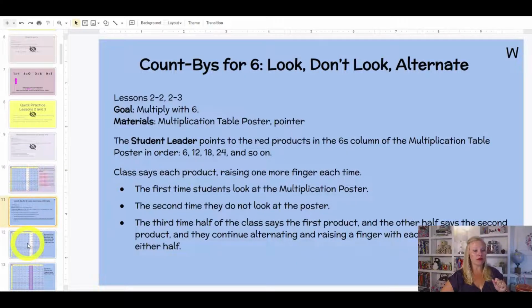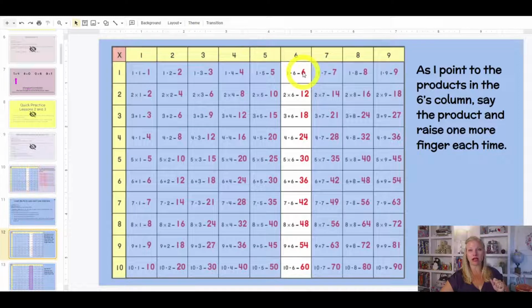Then we're going to do count bys, don't look. So first I'm going to say the count bys, and everyone can look. Boys and girls, let's do our count bys. And again, our fingers are going to be used. 6, 12, 18, 24, 30, 36.